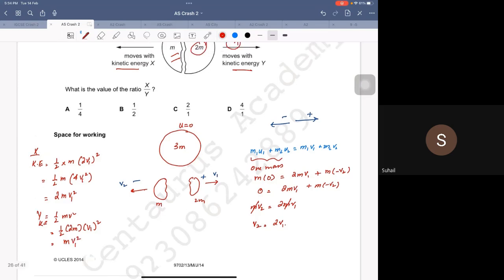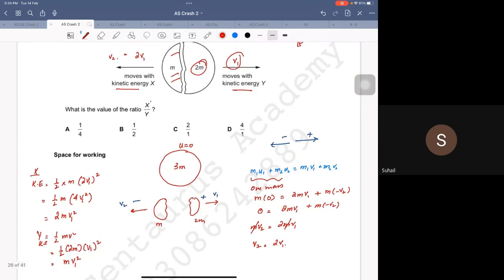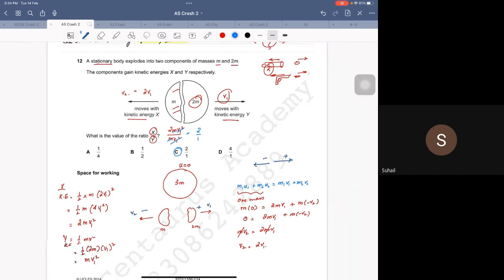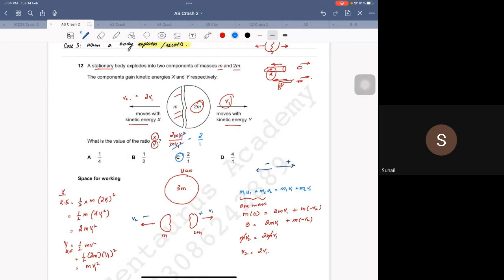So you get this. Now what they want is to find the ratio of x and y. So x was 2m v1 square, y was m v1 square. This cancels, this cancels. So what you get? 2:1, which is just C. All right. Let me know if you do not understand this or anything that's confusing to you. I can help you with that.